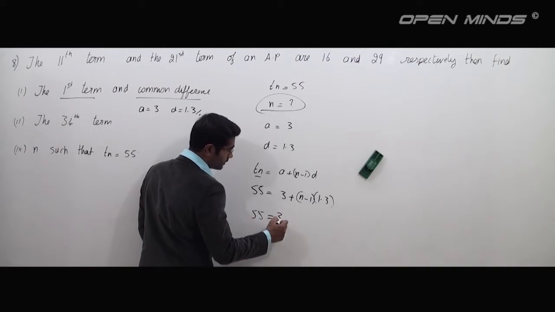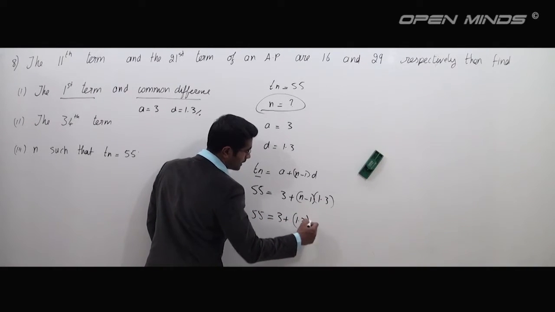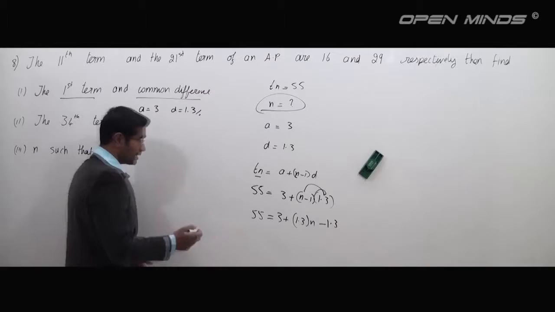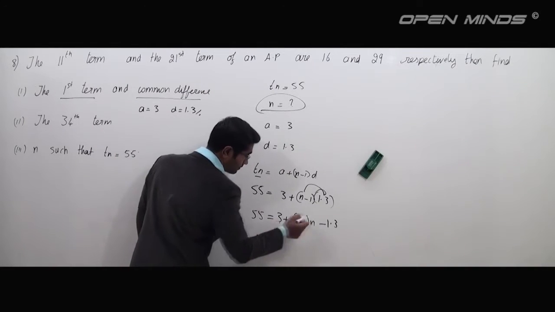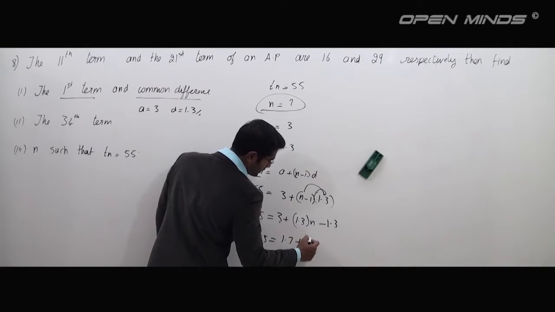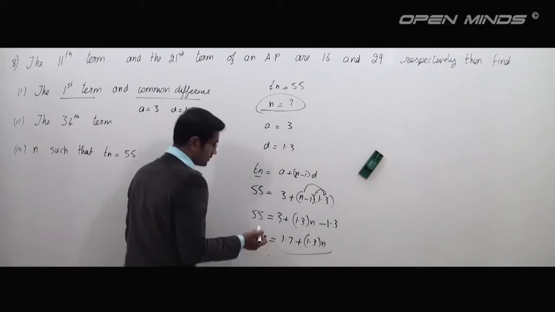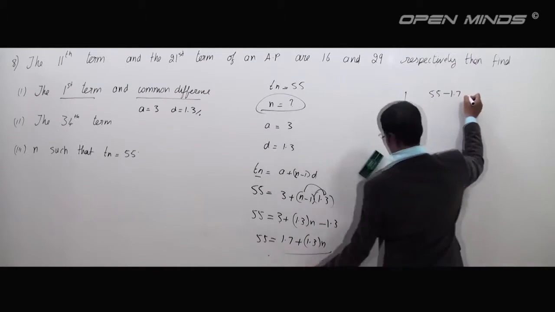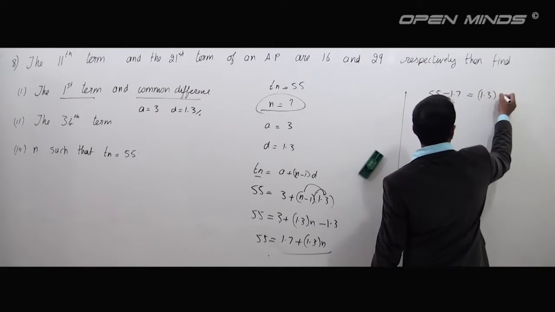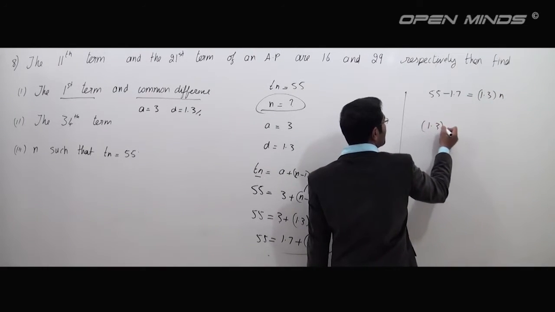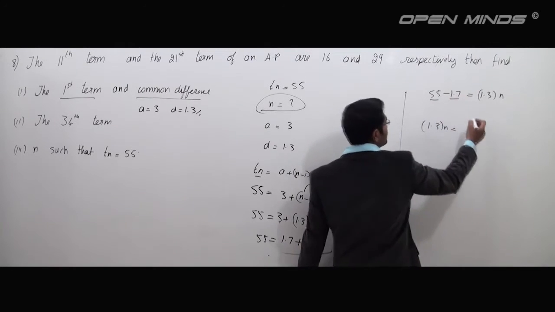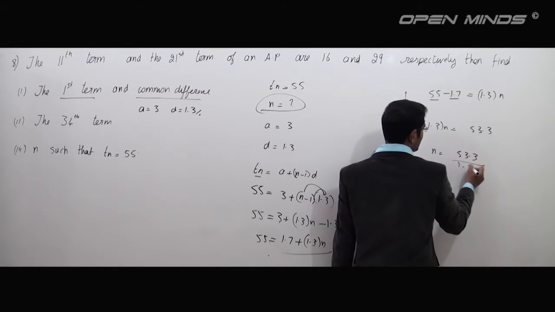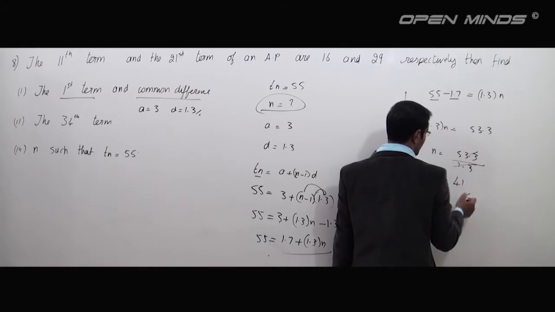So 55 is equal to 3 plus 1.3 times n minus 1.3. I'm just multiplying with both terms. So I can write 55 is equal to 3 minus 1.3, which is 1.7, plus 1.3 into n. That's 55 minus 1.7 is equal to 1.3 times n. 55 minus 1.7 is 53.3, so n is 53.3 divided by 1.3, which gives 41. That is the value of n.